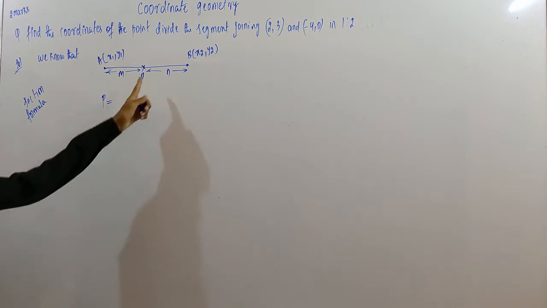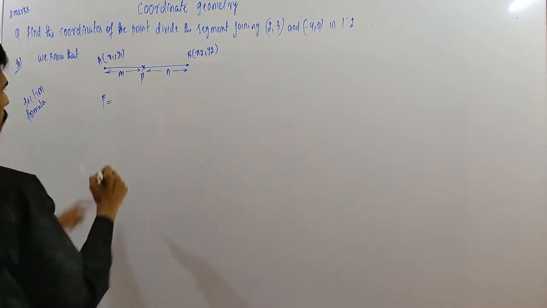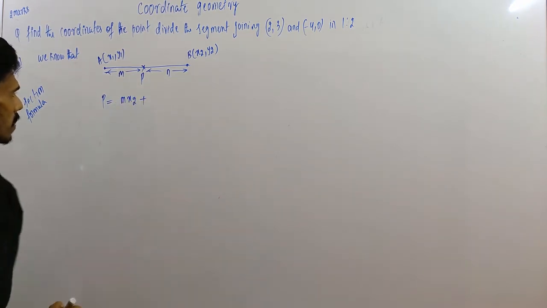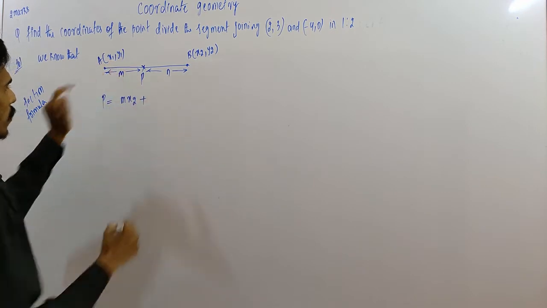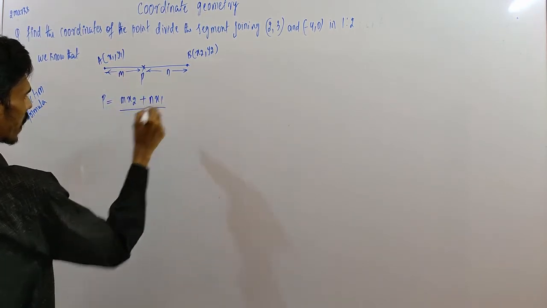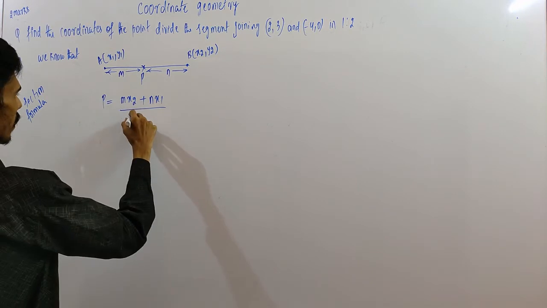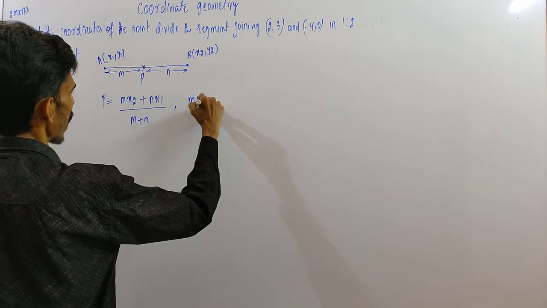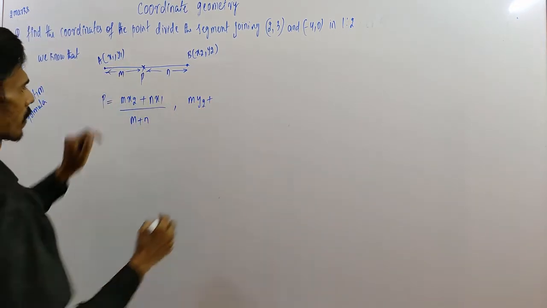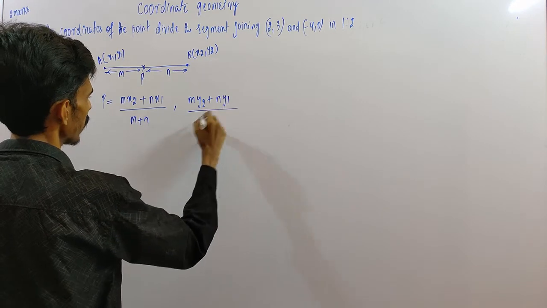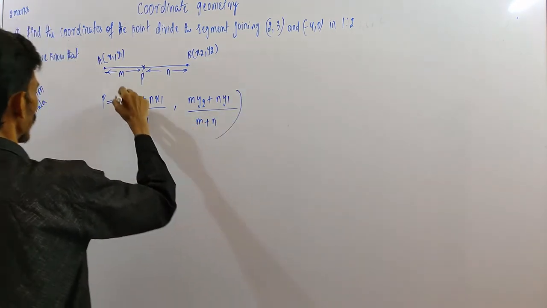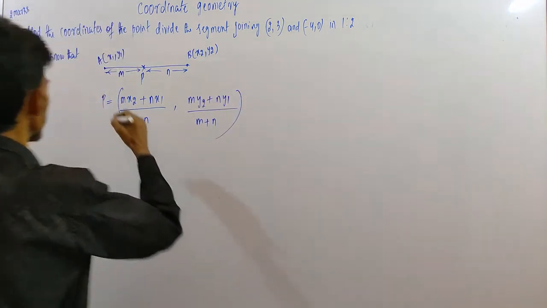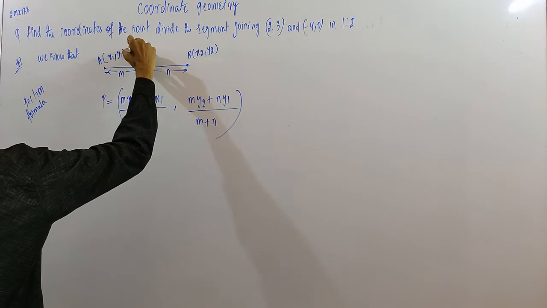Section formula, because it divides: we have (mx2 plus nx1) divided by the ratio m plus n, comma, (my2 plus ny1) by m plus n. We have this formula. So in this question, this x1, y1 is 2, 3.